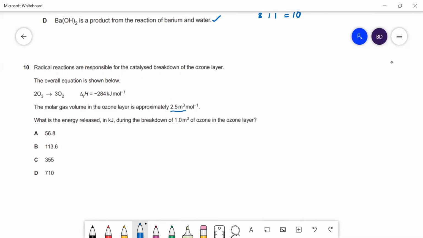What's the energy released in kilojoules in the breakdown of 1 meter cubed of ozone? Right, so moles of ozone in 1 meter cubed is equal to the volume over the molar volume, which is 1 over 2.5, sorry. And that is equal to 0.4 moles of O3.